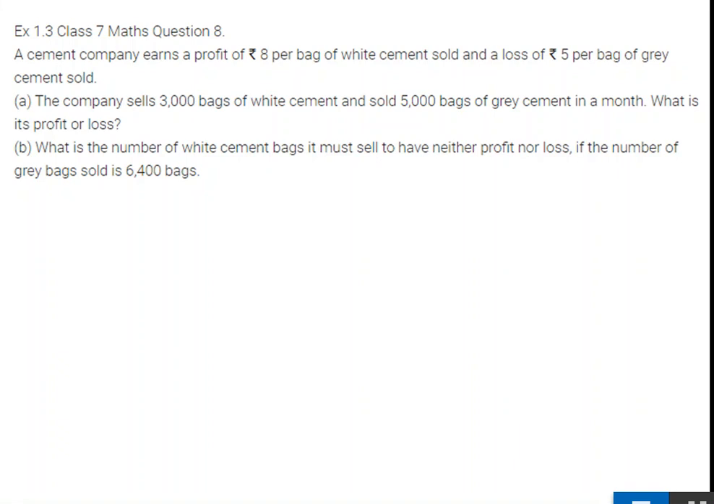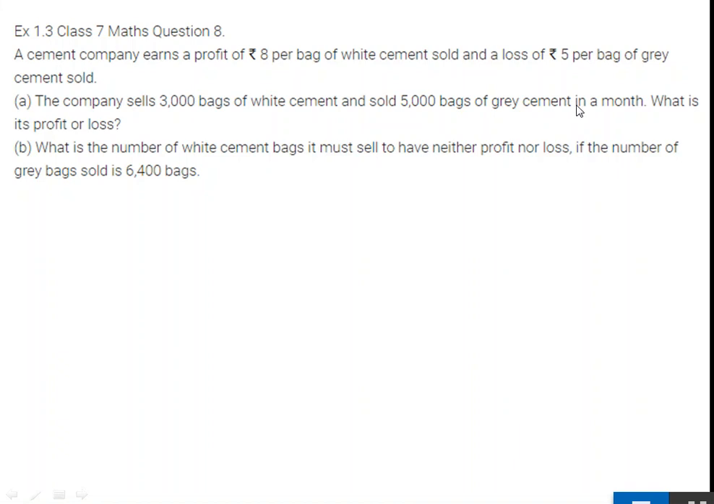A cement company earns a profit of rupees 8 per bag of white cement. Profit means positive. So profit of rupees 8 can be denoted as positive 8. A loss of 5 rupees per bag of grey cement sold. Loss means negative. So it can be indicated as negative 5. The company sells 3000 bags of white cement. One bag earns a profit of rupees 8. So 3000 bags means 3000 into positive 8.